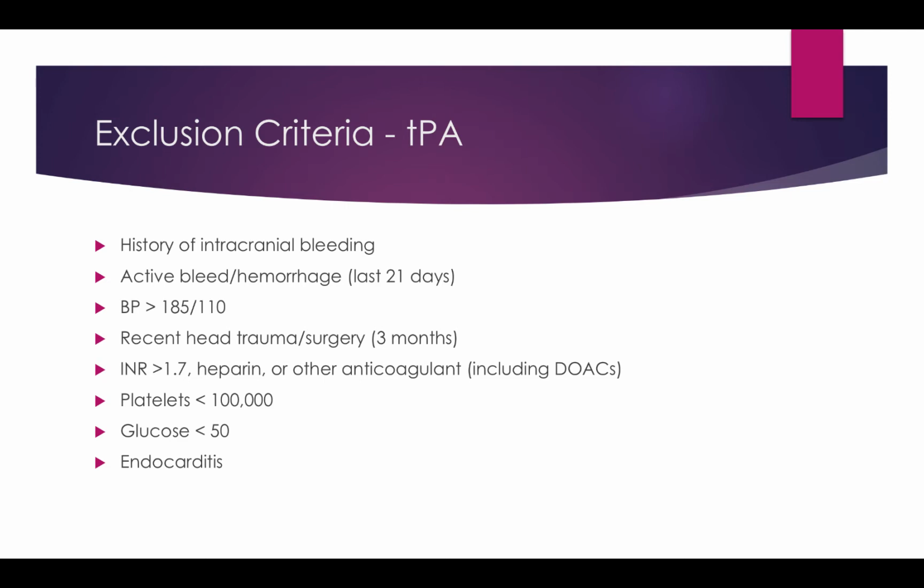Heparin, use of other anticoagulants, including some of the newer agents now. Definitely important to keep that in mind. Platelets, I think that's common sense to take a peek at. Glucose, we want to make sure that they're not having a hypoglycemic episode that's contributing. So we'll want to make sure that they're not hypoglycemic as well, which can be a differential part of the diagnosis. And endocarditis is also an exclusion criteria.